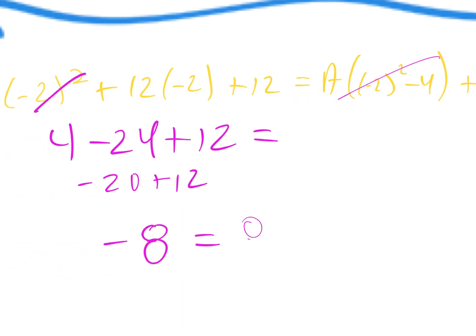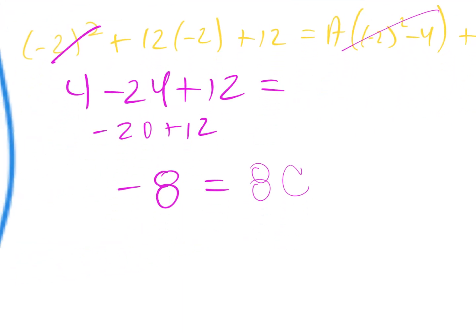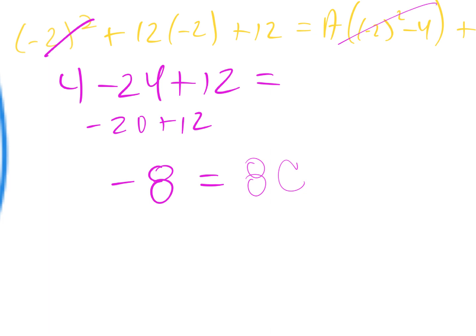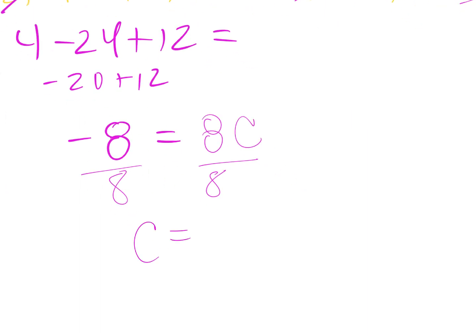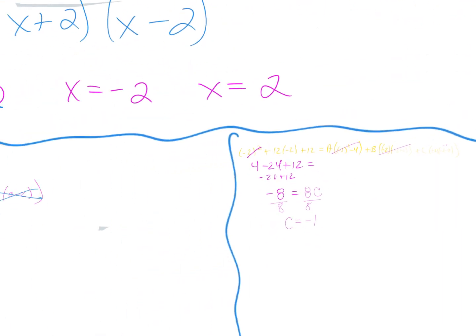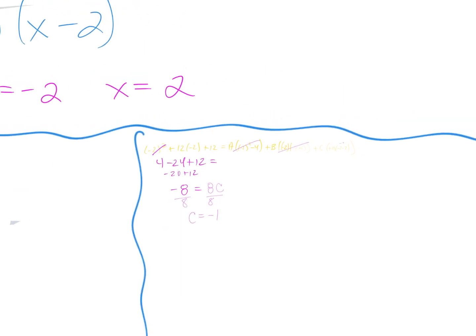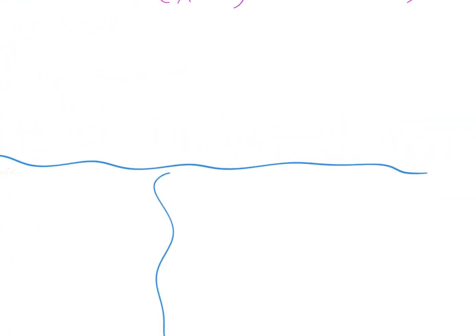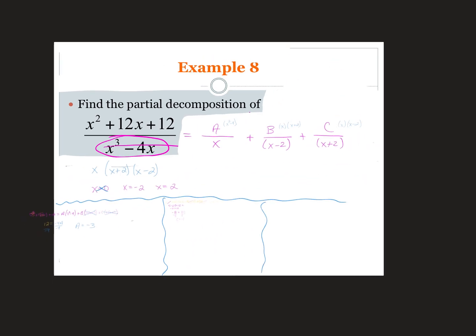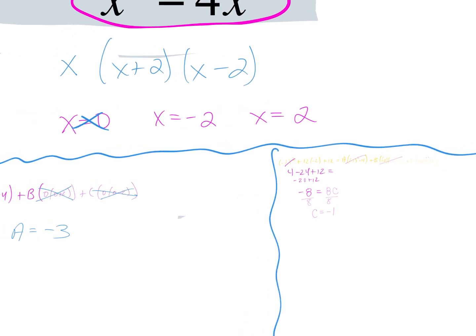So I have 8C. Does it matter that this time we solve for C? No, it doesn't matter. Just make sure you write C equals. So I divide both sides by 8, and I get C equals what? C equals negative 1. Okay, so I know my A term. I know my C term. Now I'm going to find what? The B, whatever. So I evaluated already with x equals 0. I evaluated with x equals negative 2. So now I'm going to evaluate with x equals positive 2.